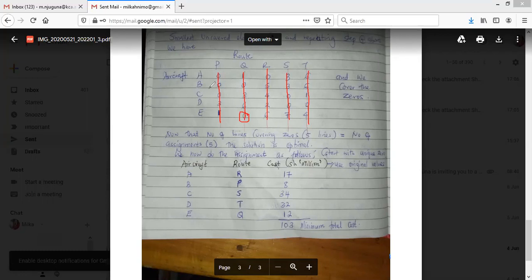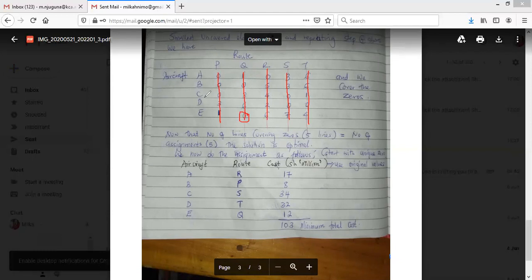So when you assign your B to Q, it means you have assigned route Q to be taken by 2 aircrafts, which cannot happen in the case of an assignment problem. So the only option left for B is to go to route P. It has no other option. So indirectly you assign that to that particular route.